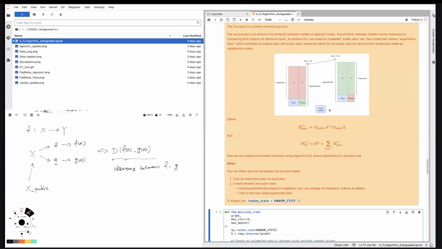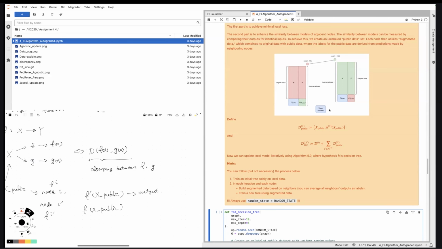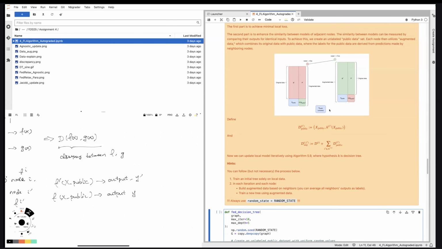Which is here in this image. And using this public data for each node I and node I prime, for example, this is f_i, and this is f_i prime, with the same x public data. And next, let's have the output. Say y prime, and then this other output, say y. And we compare the discrepancy between y and y prime.